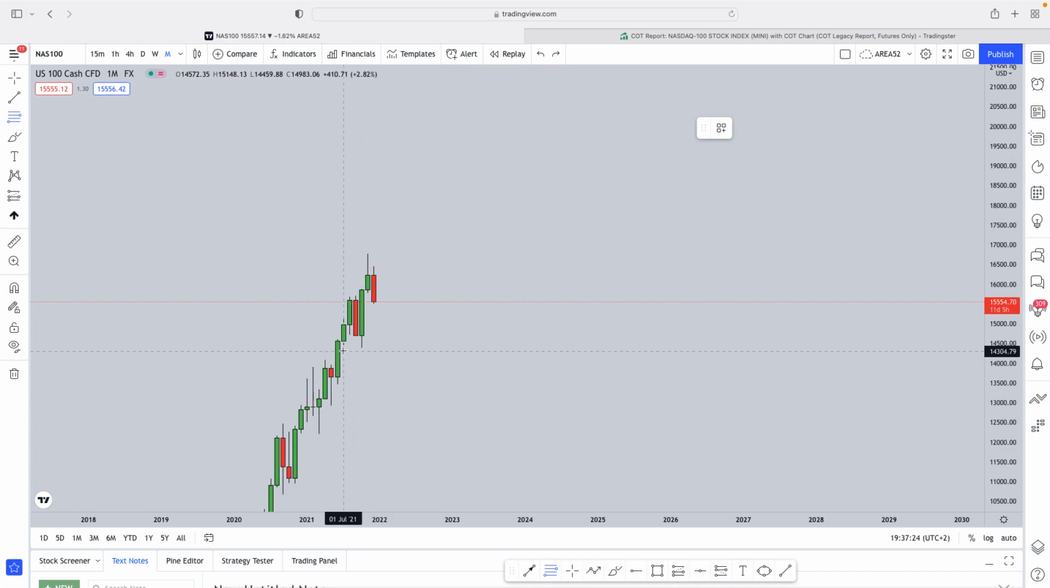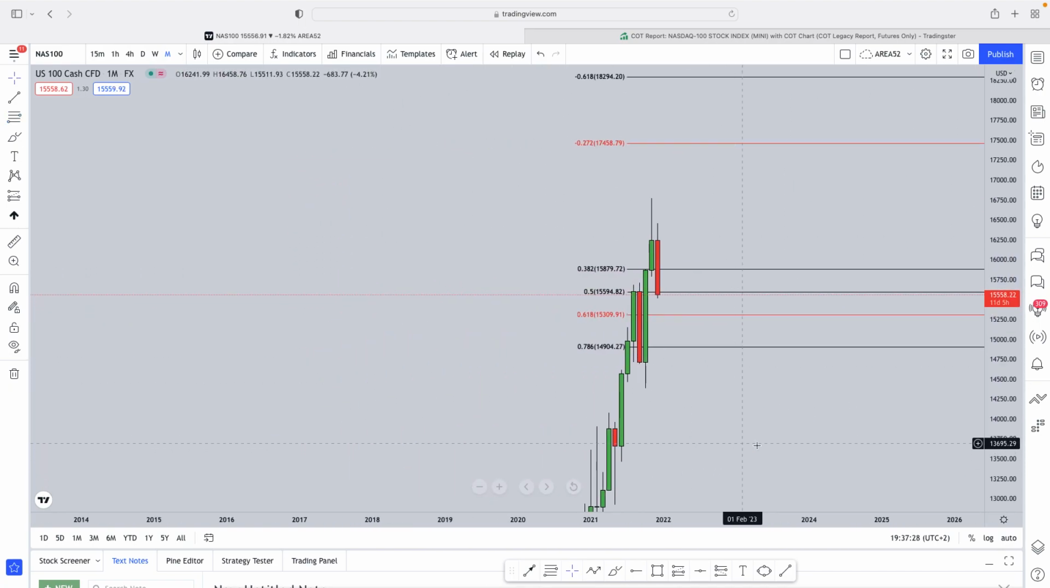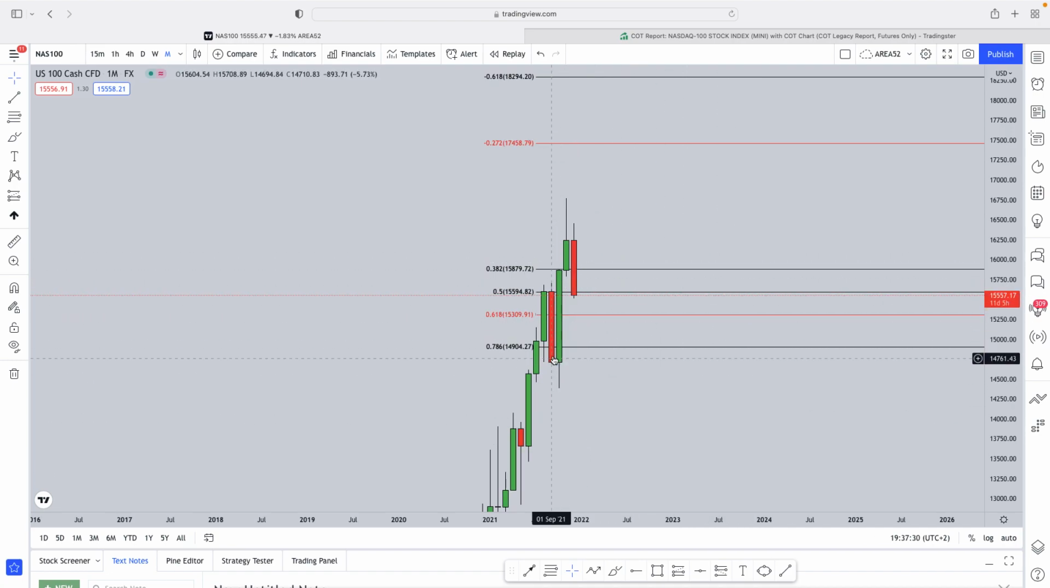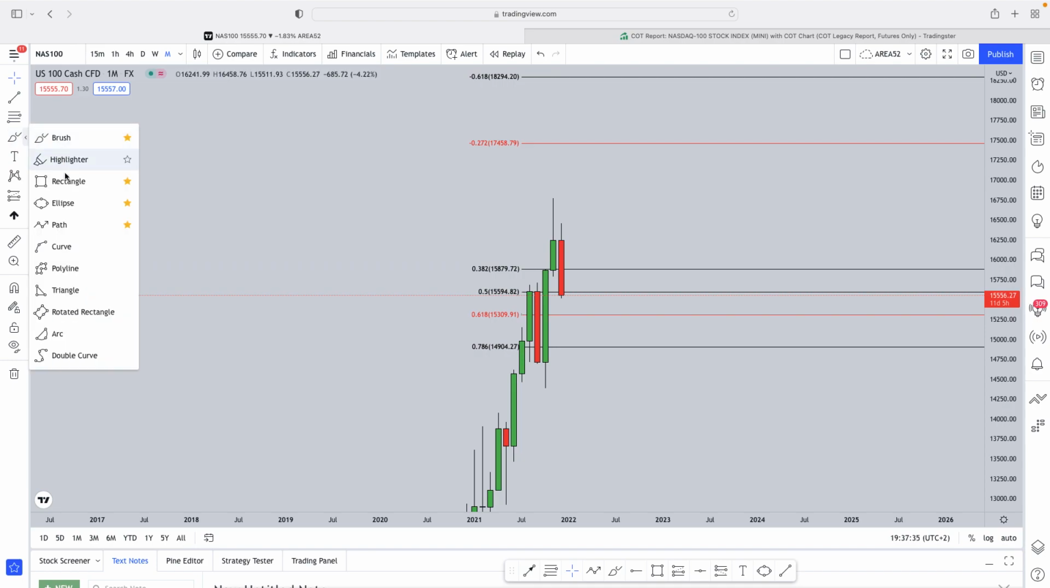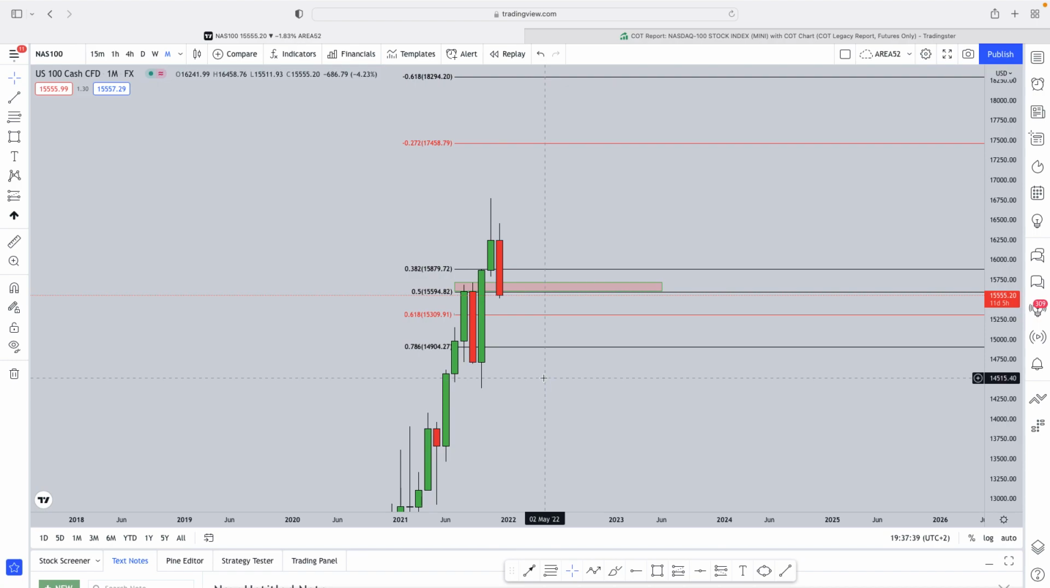Now, taking the Fibonacci from the low to the high, we can see how the market is testing the 0.50 Fibonacci, which is a 50% retracement of this level that we have here. One thing to keep in mind is the market is also currently testing a previous level of support that was once the resistance. So there's a good possibility for the market from this level to go and continue higher.